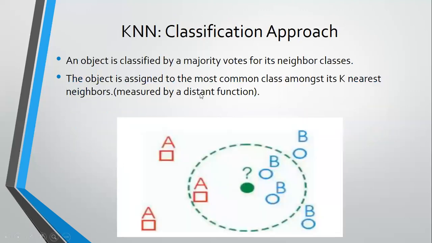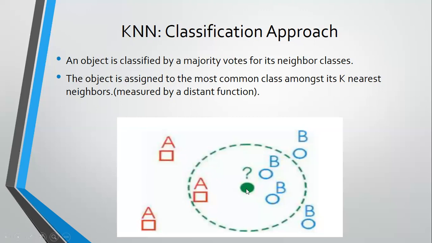If you are applying KNN for classification, how do you classify a new data point? We use the majority vote of its neighbor classes. Two classes of data we have here, class A and class B. Suppose you have a new data point in your hand. You have to classify which class this new data belongs to, either class A or class B.